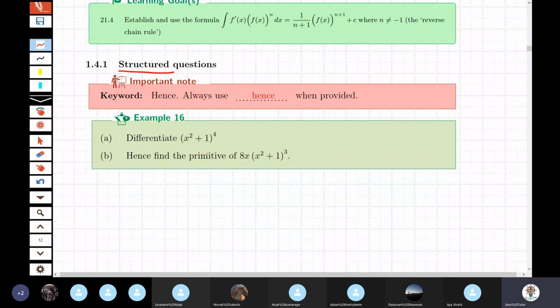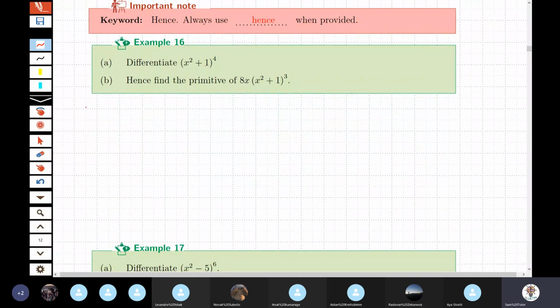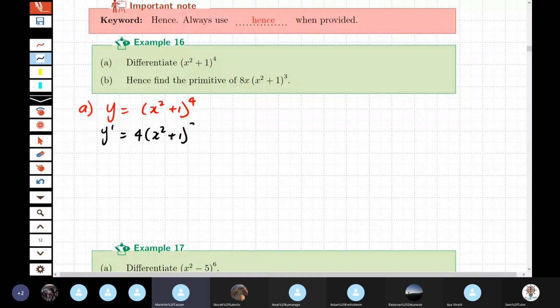So let's see. Part A says differentiate (x squared plus 1) to the power 4. How do I differentiate (x squared plus 1) to the power 4? Bring the 4 down, minus the power from the top by 1, and then times the outside by the derivative of the inside of the brackets. Great work. 4 times 2x is 8x, (x squared plus 1) cubed. Thank you. Part B says, hence find the primitive of 8x(x squared plus 1) cubed.